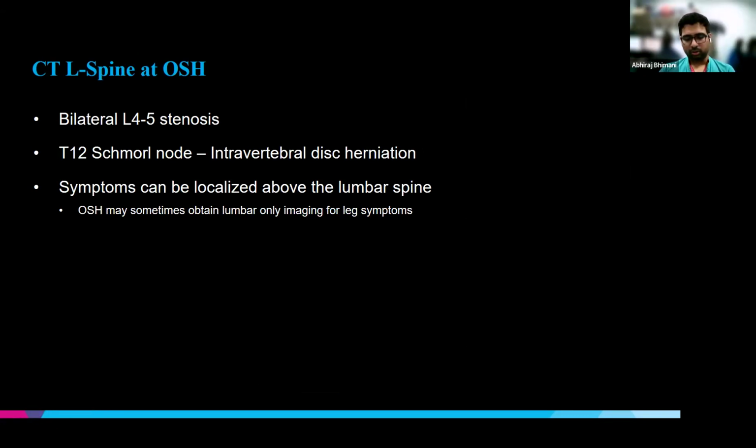So this is a Schmorl's node. It's an asymptomatic finding that can be present in up to 70% of patients with no clinical significance. So like Dr. Hooten mentioned, the patient's symptoms can be localized above the lumbar spine. And given that we don't have an outside hospital examination that is satisfactory, what would be our next step given that we are concerned for a neurological pathology?